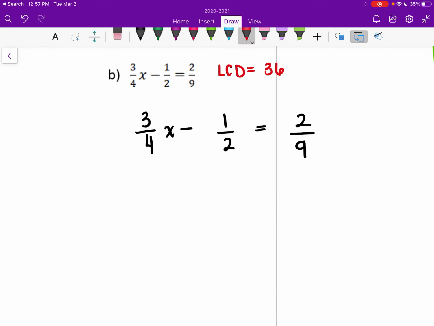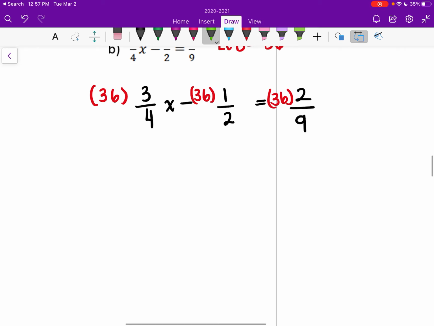And I'm going to go in and I have to multiply on both sides of the equation because whatever I do to one side, I have to do to the other. So that's another common mistake a lot of people make. They only multiply on one side. You got to multiply on both. And now I'm going to say, okay, what's 36 divided by 4?